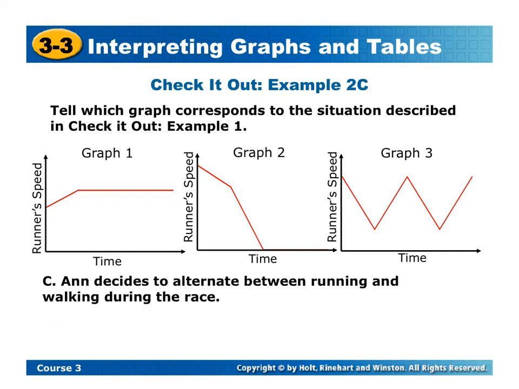Alright, once again, go ahead and see if you can figure this situation out for yourself. Anne decides to alternate between running and walking during the race. So if you think about that, we would see her speed constantly varying. So that is why graph 3 is a good match for this situation.